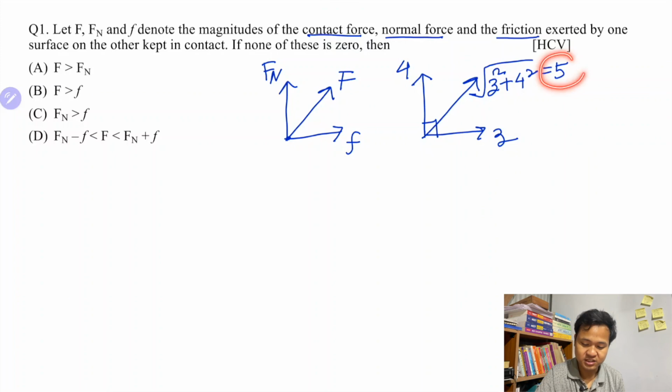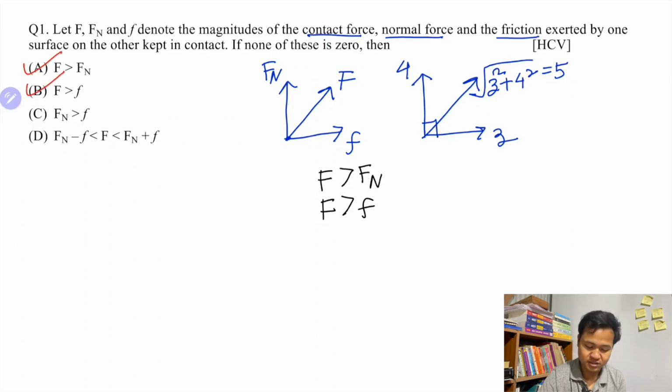The individual vectors will be lesser than the resultant. That means the contact force will be greater than the normal force and it will also be greater than the friction force. So option A and option B are correct. Option C: between the normal force and the friction force, we cannot say which one is greater.